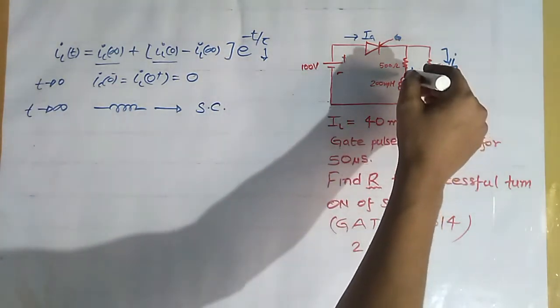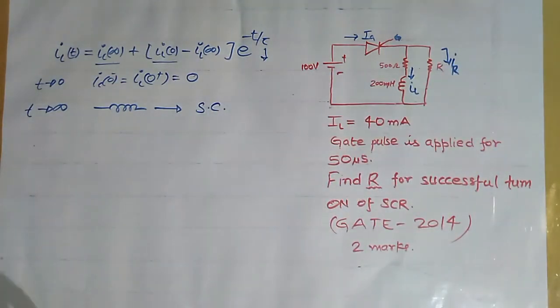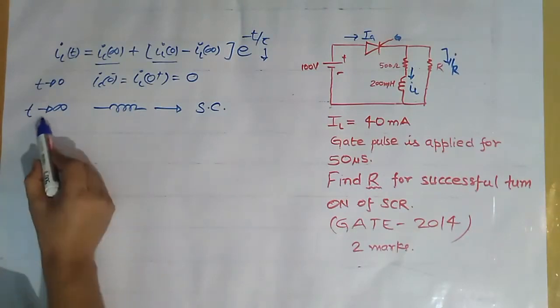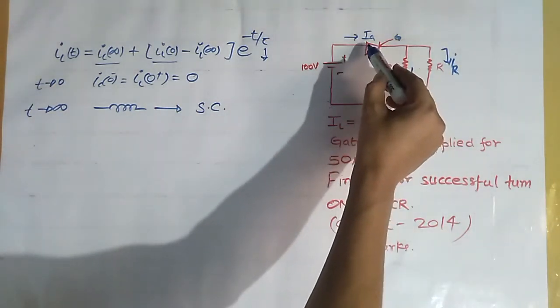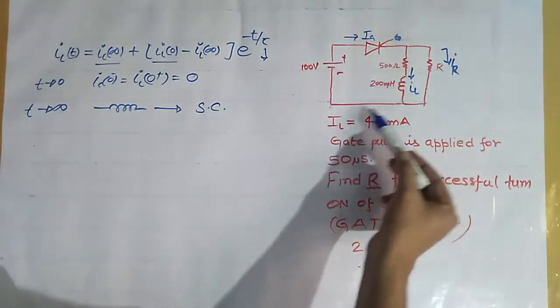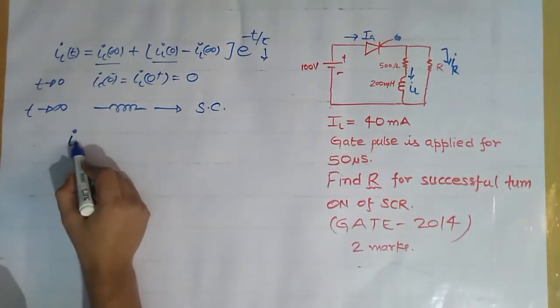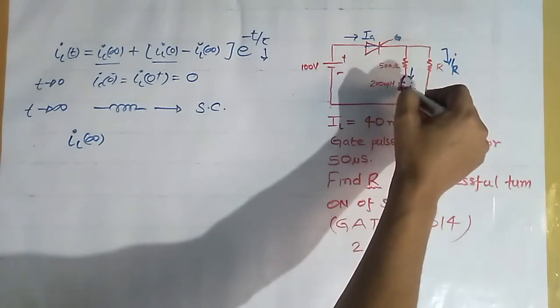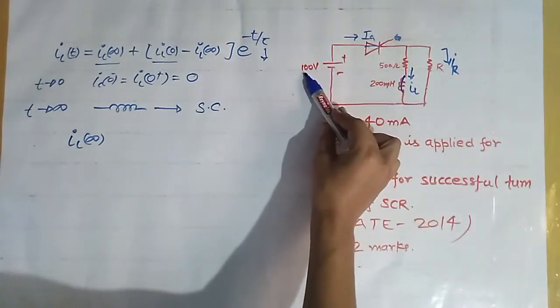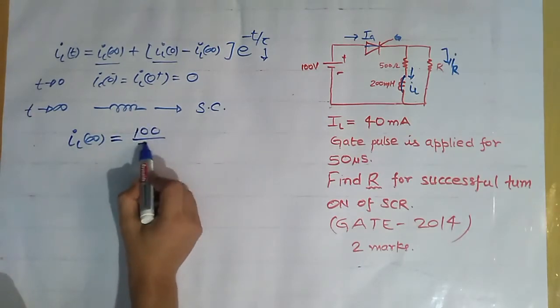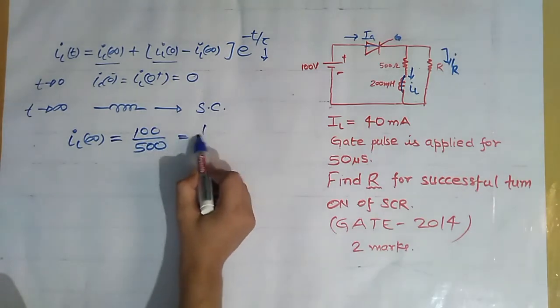So when this inductor gets short circuited, what is the current through this 500 ohm branch? At t tends to infinity this SCR gets turned on, and during turn on the SCR gets short circuited. So we simply apply KVL in this loop. So what is IL infinity? This is turned on, then this is shorted. So we get simply V by R, that is 100 by 500, so we get 1 by 5.